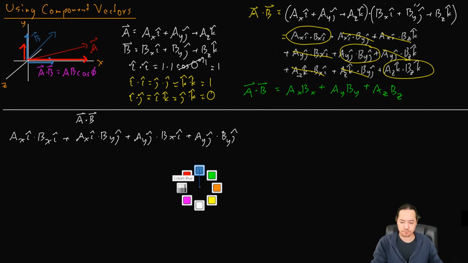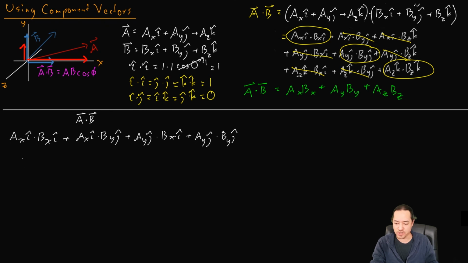So let's start out with this first one. We have Ax i hat, so that's going to look something like this, right? And then Bx i hat, which is smaller, something like that. And then next here we have By j hat. Something like that, right?